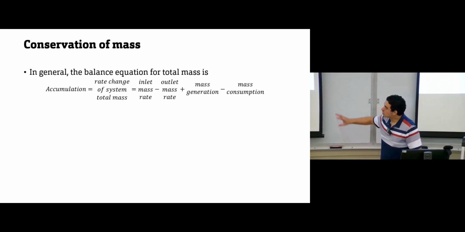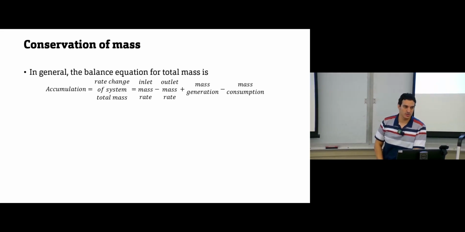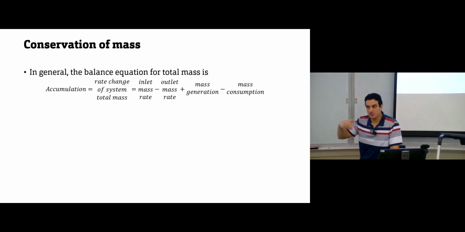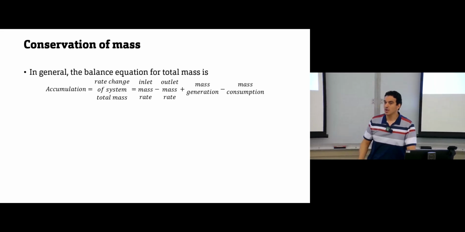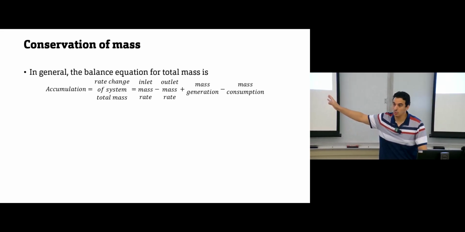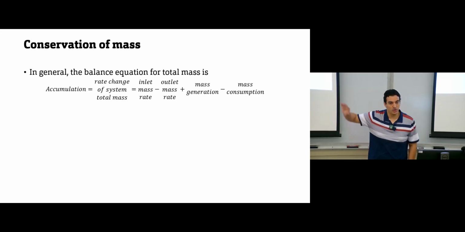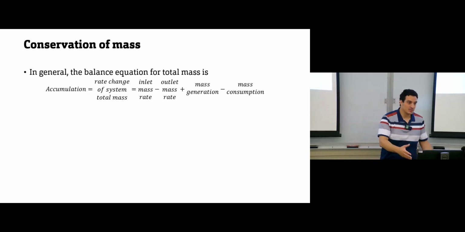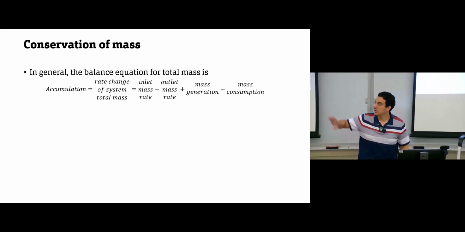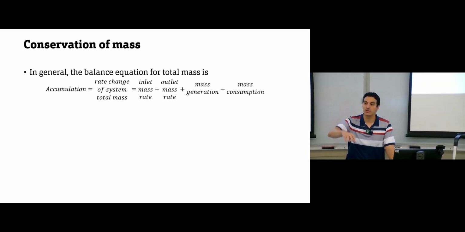So mass generation and mass consumption, these 2 terms are related to chemical reactions. Mass can be generated if you have chemical reactions. Mass can be consumed if you have chemical reactions. If you apply this equation to a product of a chemical reaction, we have generation of mass. If you apply this equation to a reactant, the reactant is consumed. So again, mass generation and mass consumption apply for chemical reactions.